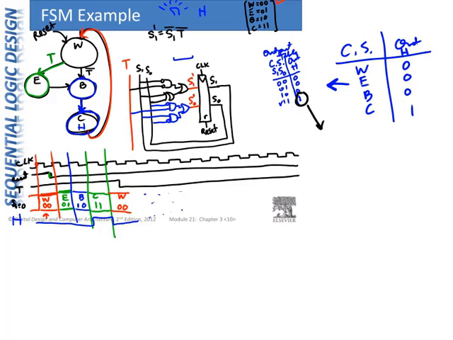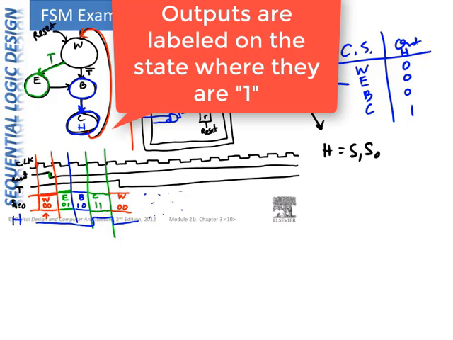implementation of this. We can say H is equal to S1 and S0. So we add this gate onto our output here. Here's our output logic. And H is going to be 1 when S1 is 1 and S0 is 1. The output, you can see, is completely determined by just the current state.